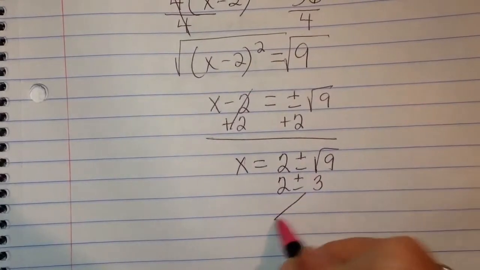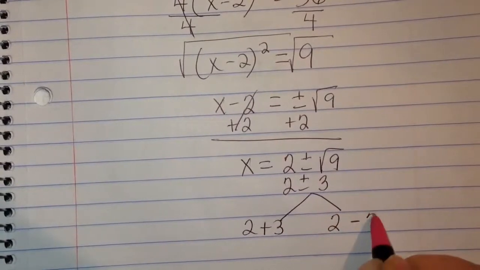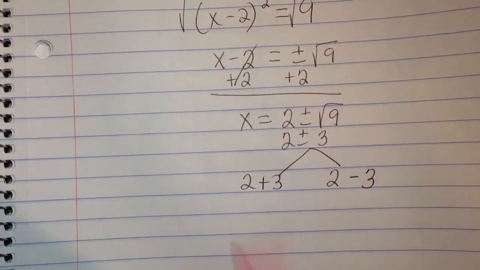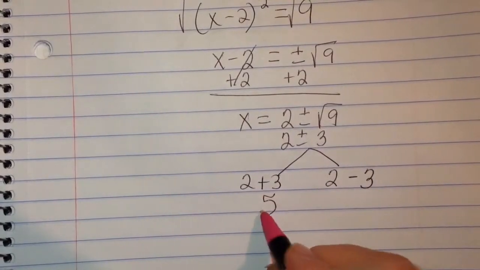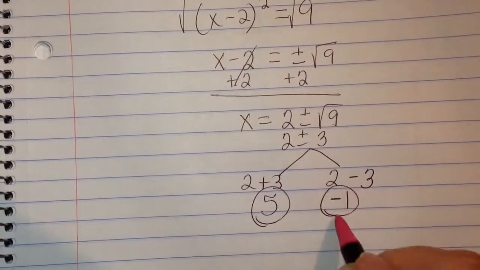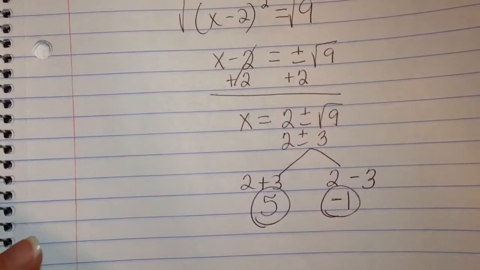So your final answer breaks apart as 2 + 3 and 2 - 3. Anytime that you can continue on, do so. 2 + 3 gives you 5. That's one answer. And 2 - 3 gives you negative 1. That's your other answer. So you have two answers to this problem, positive 5, negative 1.